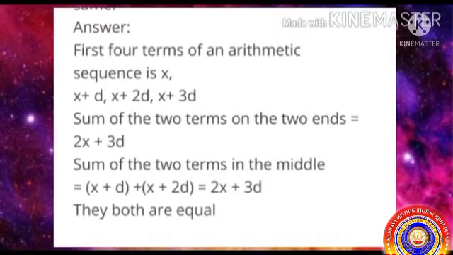First we have to find the sum of the 2 terms on the two ends. That means x plus x plus 3d, which is equal to 2x plus 3d. Next, the sum of the 2 terms in the middle. That means x plus d plus x plus 2d, equal to 2x plus 3d, which means both the sums are equal, and it is equal to 2x plus 3d.